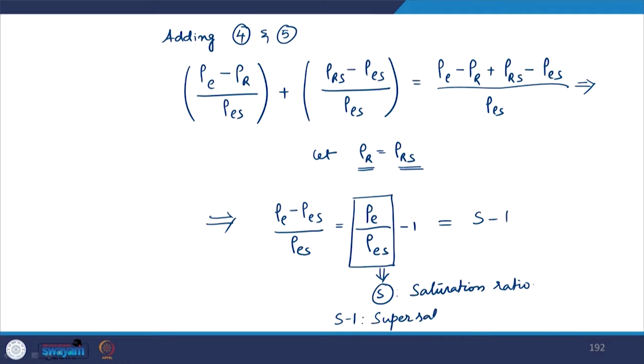So, S is the saturation ratio, which is a ratio. If the ratio is 1, it is saturation, or 100%. Now, this term itself can be maximum 100, and you take 100 out of it, I mean 1 out of it, then you will realize what this supersaturation ratio is, right. So, now this was the addition of the LHS.